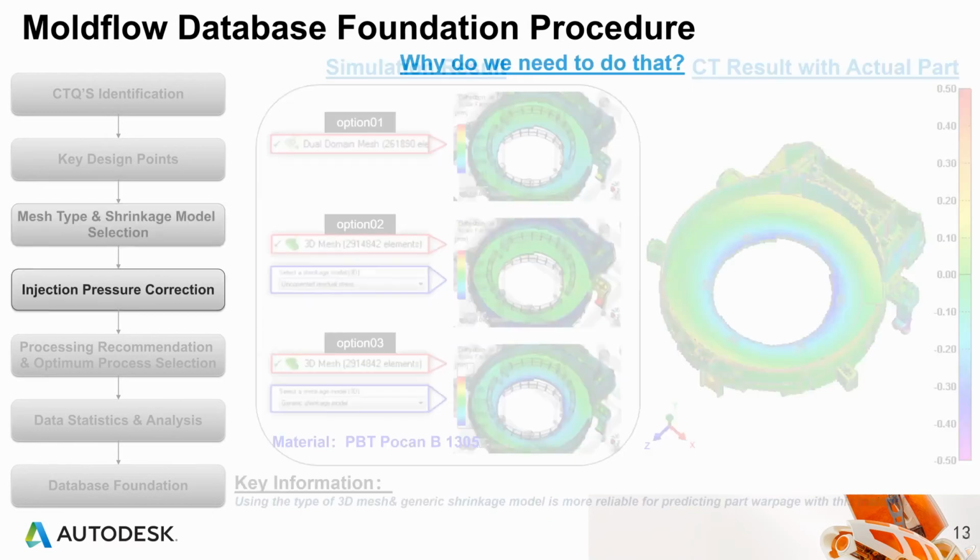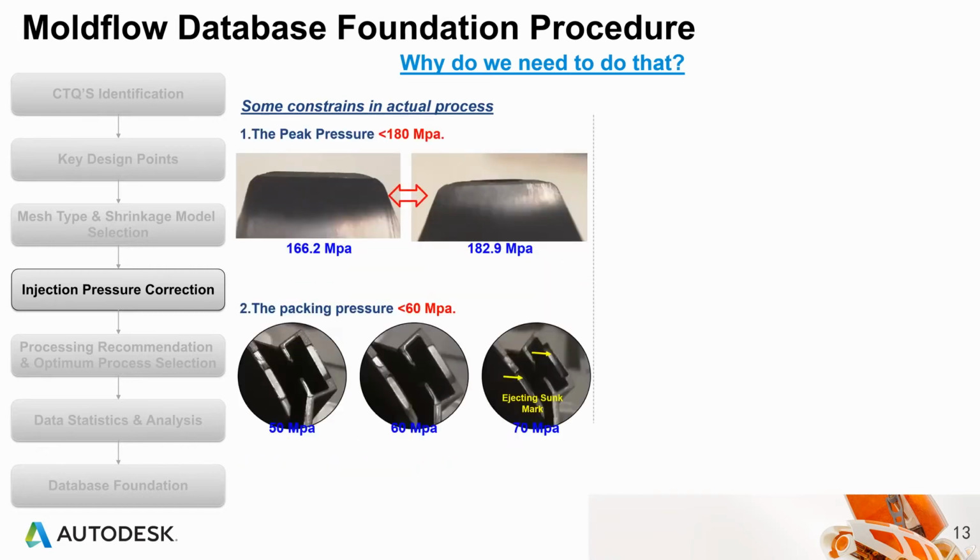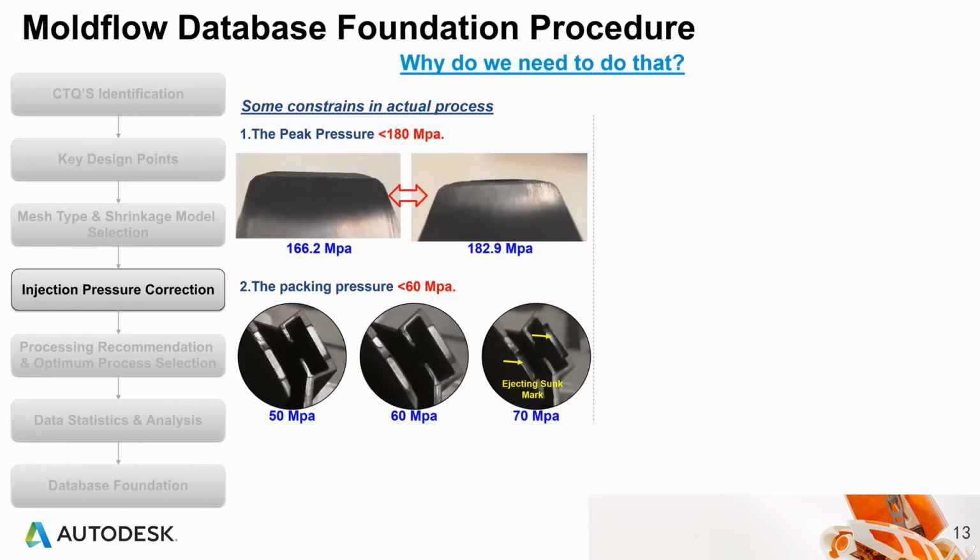Next, we should consider some constraints in actual process. According to the feedback from our factory, injection pressure is a constraint for state housing. The peak pressure should be less than 180 megabar, and the packing pressure should be less than 60 megabar. Otherwise, some scratch and sunk mark would happen on part surface.